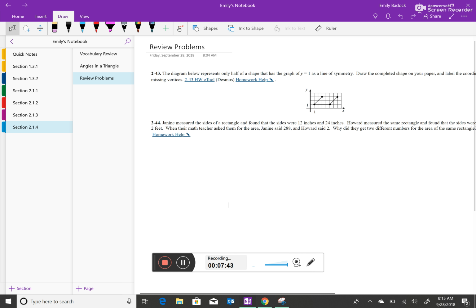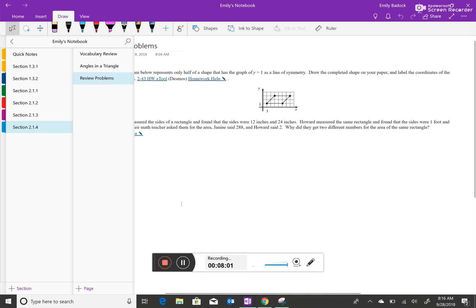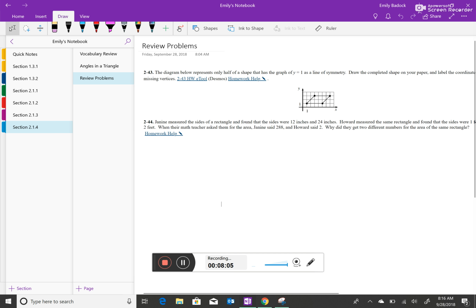Alrighty, so 43 says the graph below represents only half of a shape that has the graph of y equals 1 as the line of symmetry. Draw the complete shape on your paper and label the coordinates of the missing vertices.